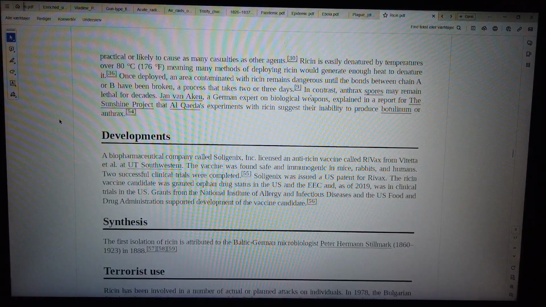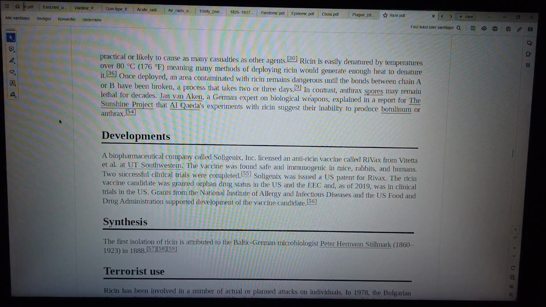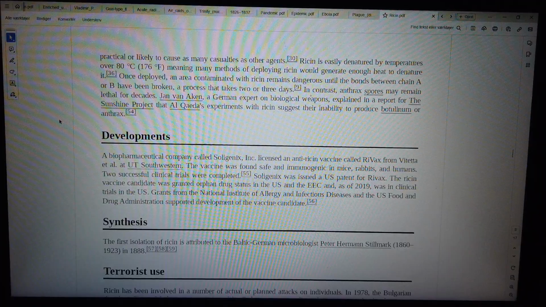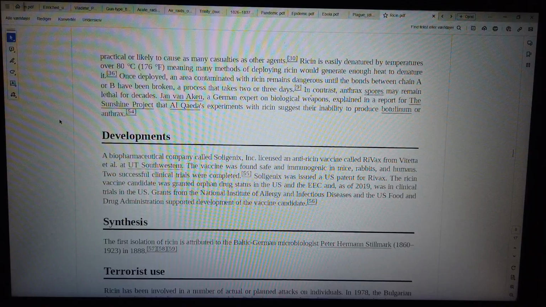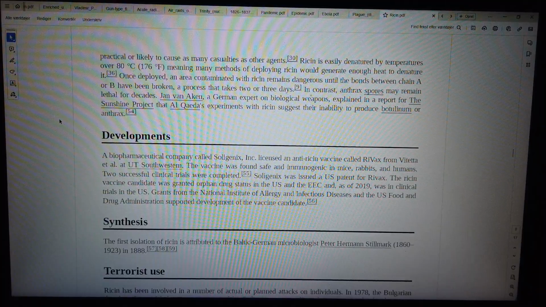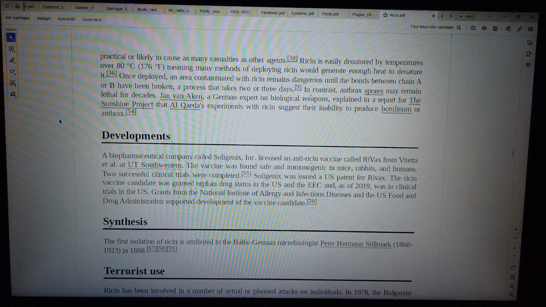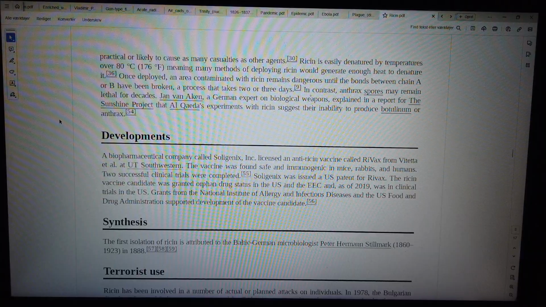Ricin is easily denatured by temperatures over 80 degrees Celsius, 176 degrees Fahrenheit, meaning many methods of deploying ricin would generate enough heat to denature it. Once deployed, an area contaminated with ricin remains dangerous until the bonds between chain A and B have been broken, a process that takes 2 or 3 days. In contrast, anthrax spores may remain lethal for decades.